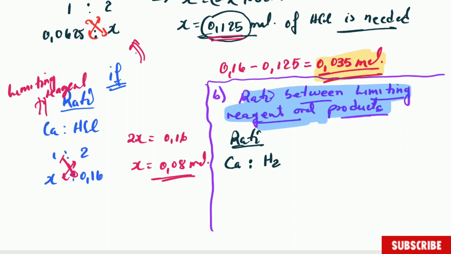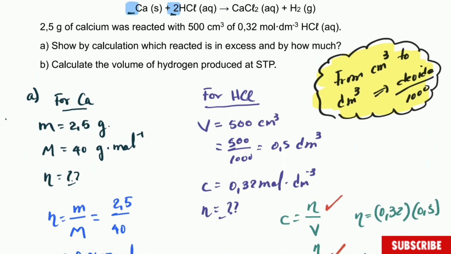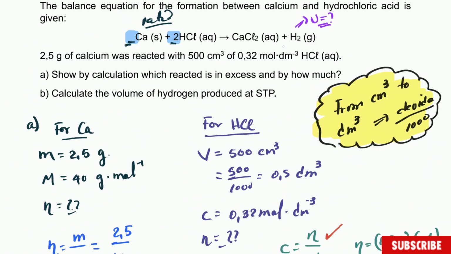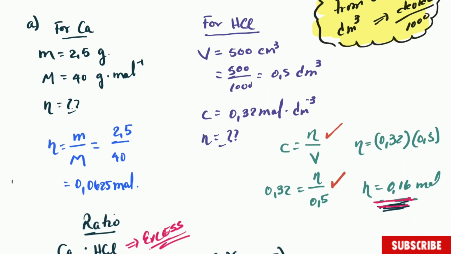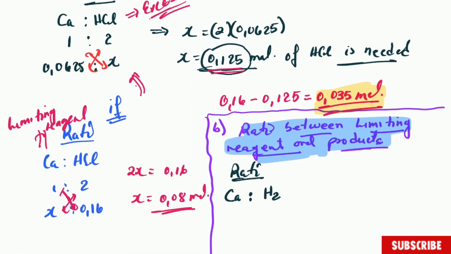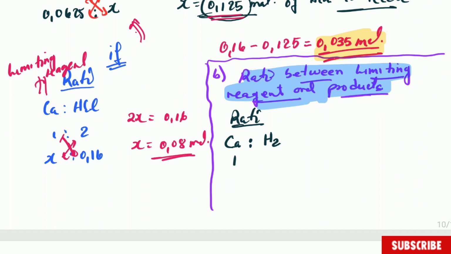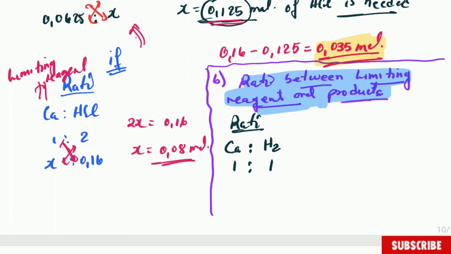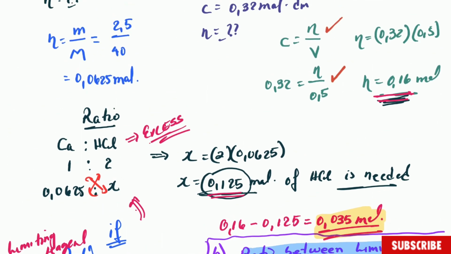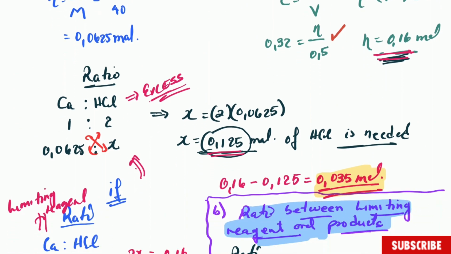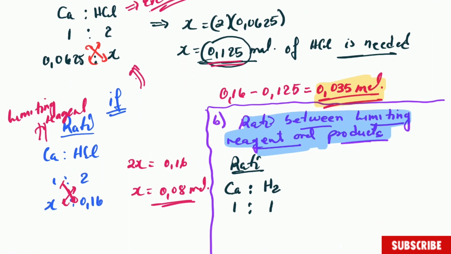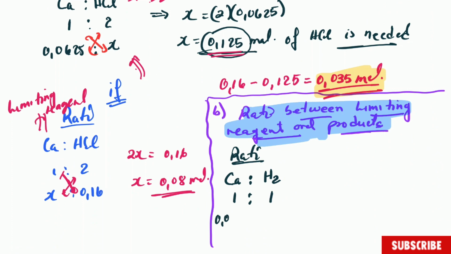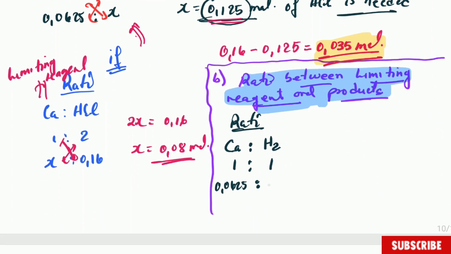Okay, so what is the ratio? You go back to the chemical equation. The ratio is 1 for calcium, 1 for hydrogen. Quite simple. Even though it is simple, do it because you get marked for doing that. So it's 1:1. That is the ratio there. So what is the number of mole of calcium that we have there? You use the one that you started with because it is the limiting reagent, 0.0625.